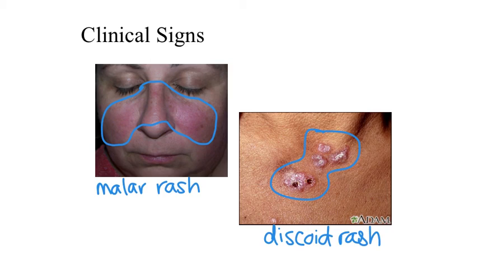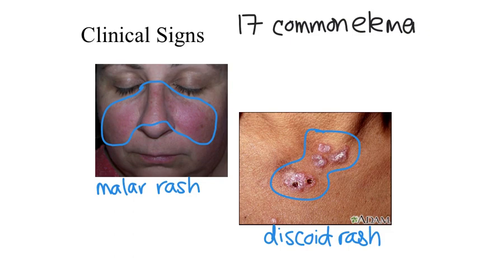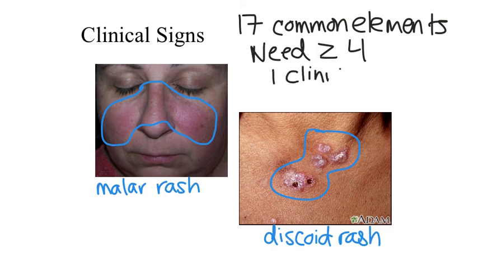There have been 17 common elements identified across individual patients with lupus. And for a diagnosis of SLE, there needs to be the presence of at least 4 of the common elements, including one clinical sign, like the malar rash, for example, and one immunologic sign, such as anti-DNA antibodies.